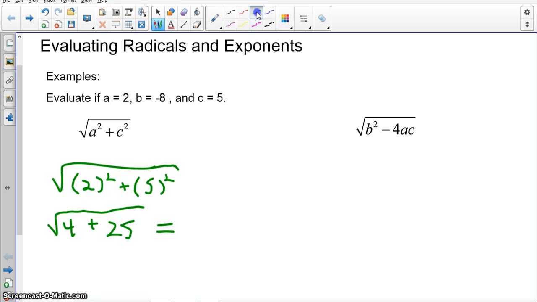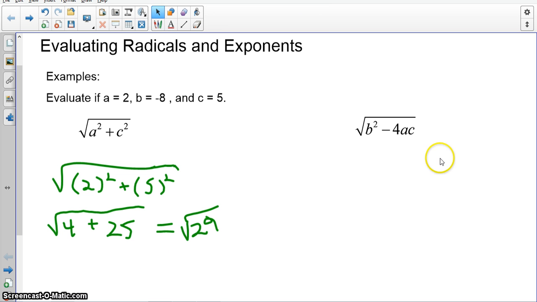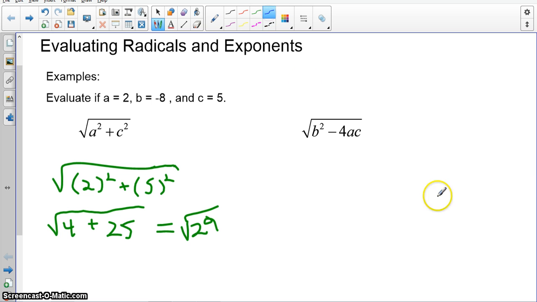Okay. There's nothing you can do with this. You can leave it like this. There are ways of simplifying radicals that we'll talk about more later, but you can't do anything with this one in particular. For this one, similar deal. This might look familiar as part of the quadratic formula.